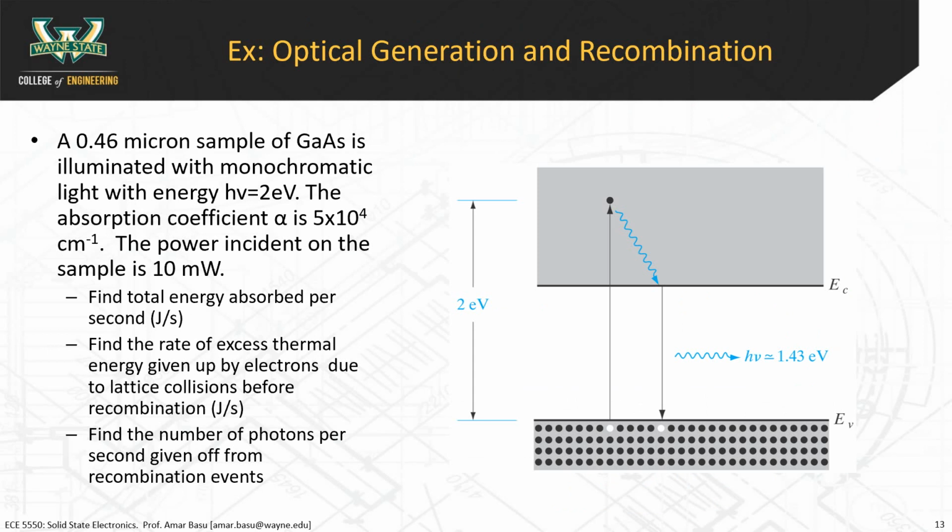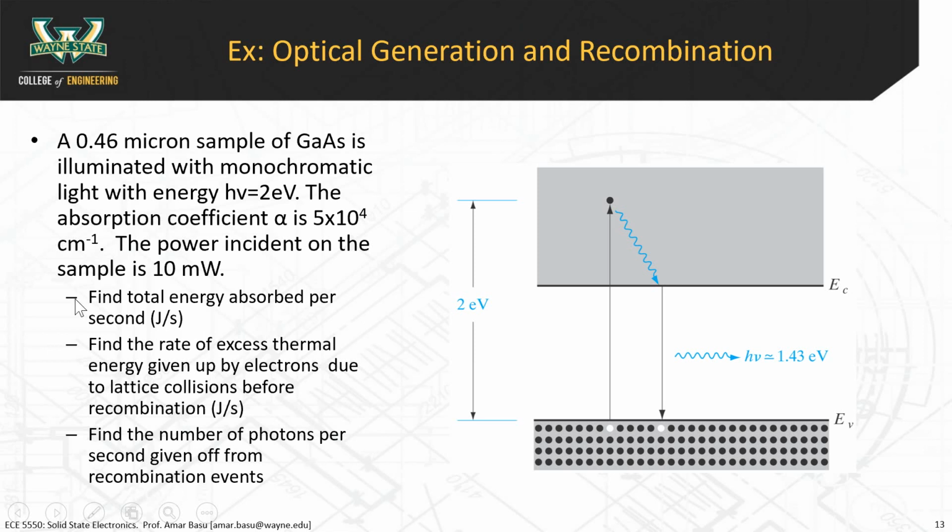The absorption coefficient alpha is 5 times 10 to the fourth centimeters to the -1 power. So that's the units for the absorption coefficient. And the power incident on the sample is 10 milliwatts. You're asked to find the total energy absorbed per second, the rate of excess thermal energy given up by electrons due to lattice collisions before recombination, and the number of photons per second given off from recombination events.